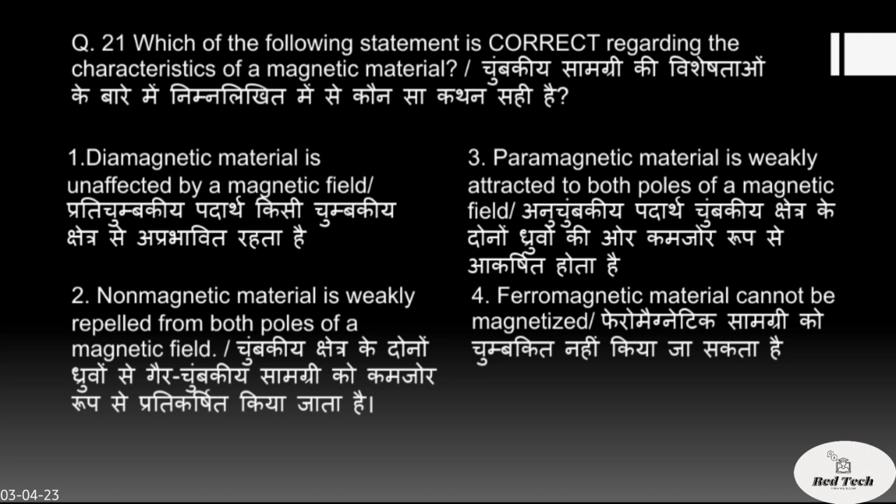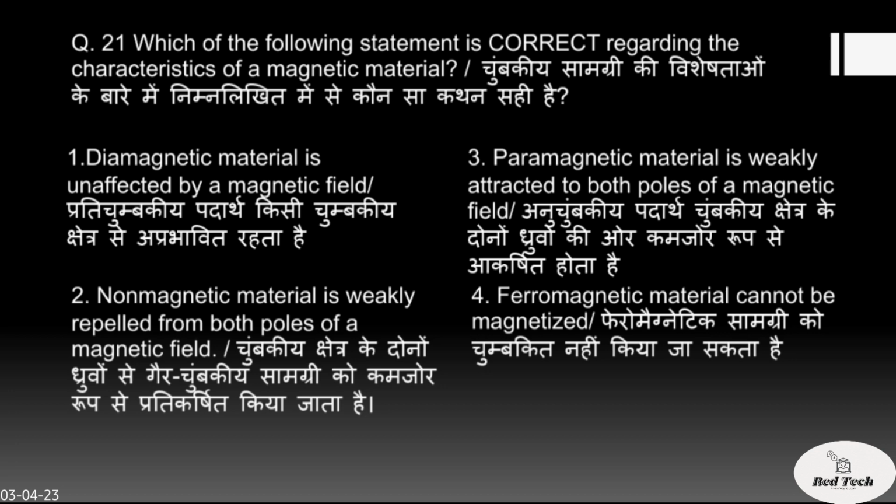Question number 21. Which of the following statements is correct regarding characteristics of a magnetic material? Options: option 1, diamagnetic material is unaffected by magnetic field; option 2, non-magnetic material is weakly repelled from both poles of a magnetic field; option 3, paramagnetic material is weakly attracted to both poles of a magnetic field; option 4, ferromagnetic material cannot be magnetized.